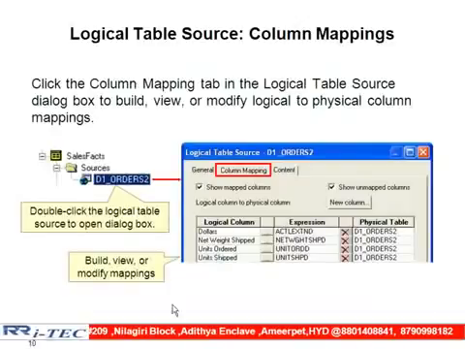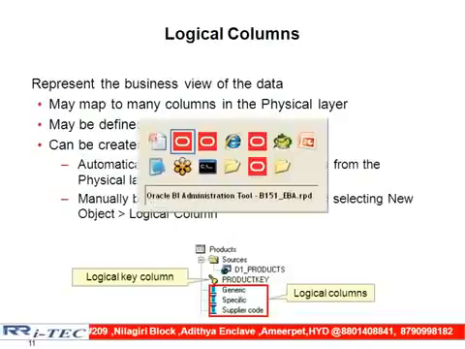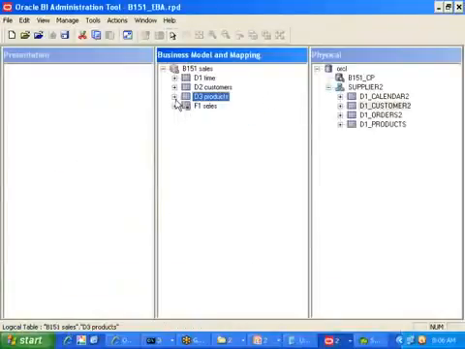Next, logical table source column mapping. We understand dollars is the column which is mapped with the ACTL exchange, which is coming from this one. Next, logical columns represent the business view of the data, whatever a user is thinking, in that way it will represent. They may map to many columns in the physical layer. We understand pending orders is mapped with unit order and unit shipped. They may be defined by other logical columns. That means if you want to derive using existing columns, you can define it. I will tell you how to do that in the calculation chapter. That is a very simple job. If you want, you can do it immediately also.